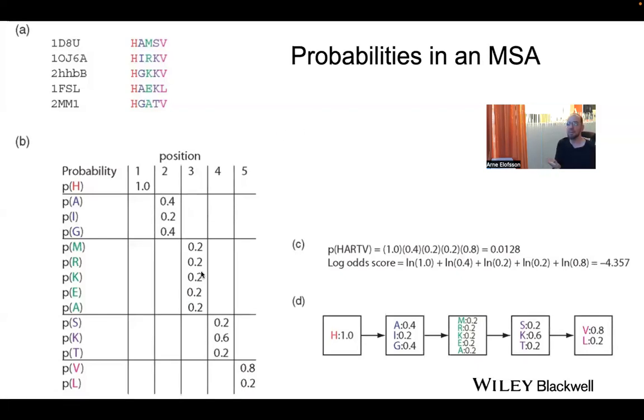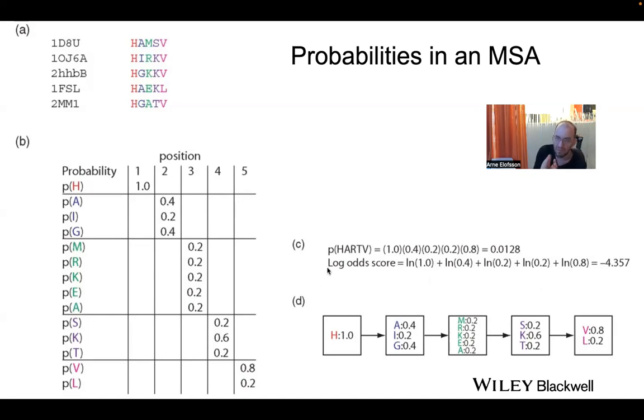So the probability to find the first sequence would then be one times 0.4 times 0.2 times 0.2 times 0.8. So you multiply that together. Then you can take a new sequence and see what the probability is of generating it, and you can see if that sequence matches. You can also do it in log odds score. So the logarithm for HARTV, which you haven't seen before, is 0.0128, but the log odds is -4.357. Then if you normalize it to the other sequence, you can see how likely that is.